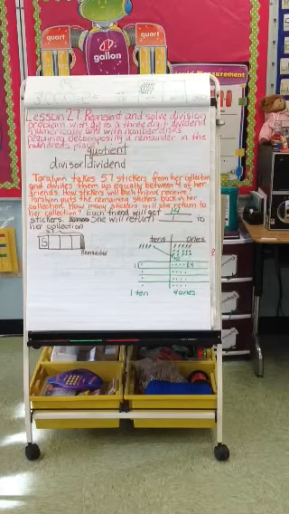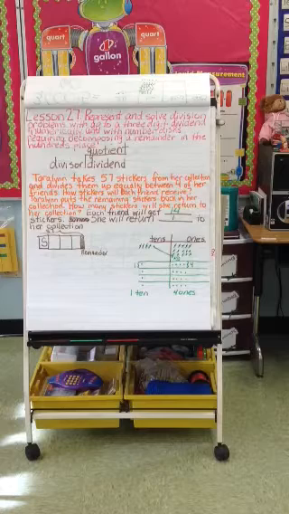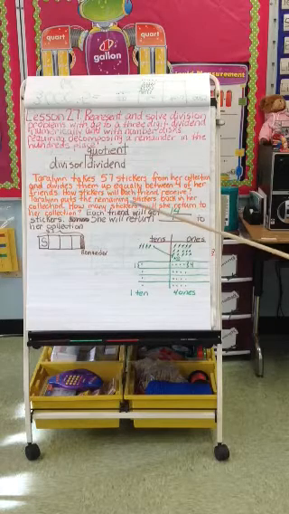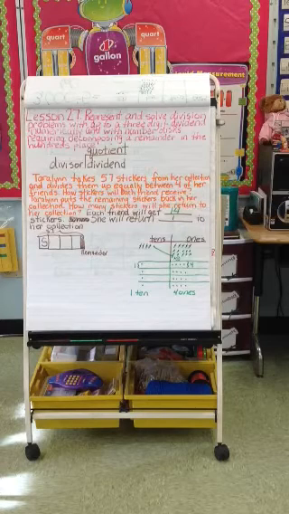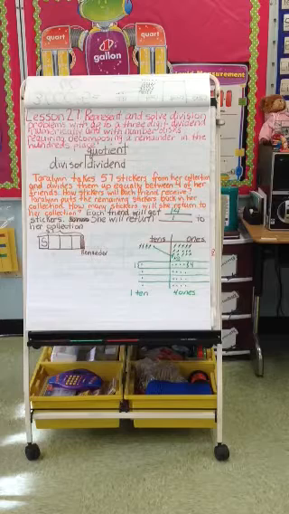Tara Lynn takes 57 stickers from her collection and divides them up equally between 4 of her friends. How many stickers will each friend receive? Tara Lynn puts the remaining stickers in her collection. How many stickers will she return to her collection?